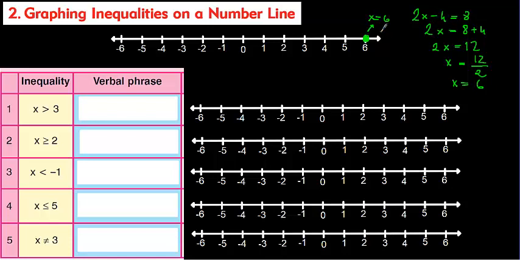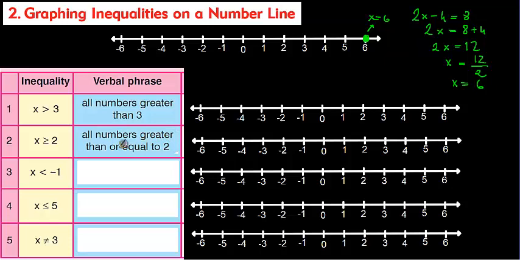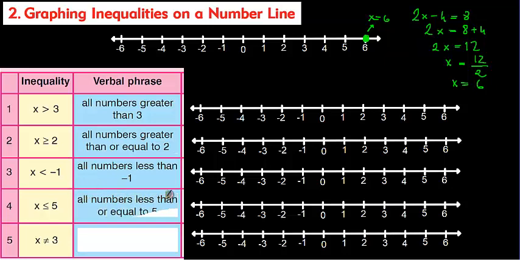only one point. But when you say x is greater than 3, it means all numbers greater than 3. Or if you say x is greater or equal to 2, all numbers greater than and equal to 2, all numbers less than minus 1, all numbers less than or equal to 5, or all numbers except 3.